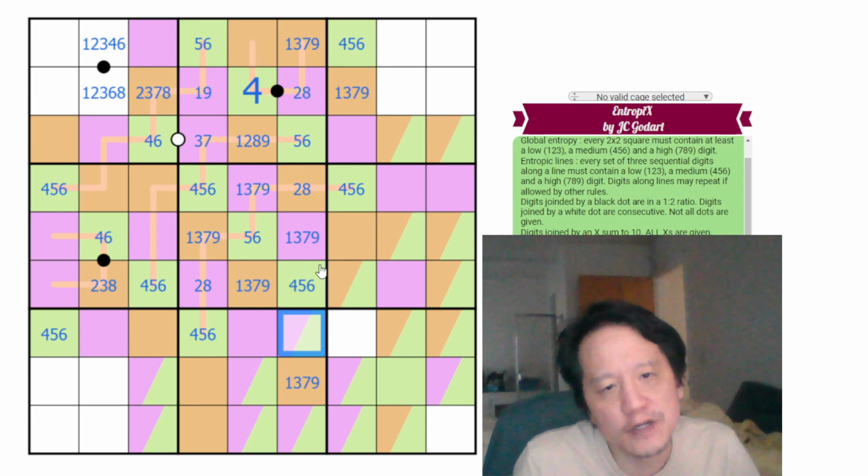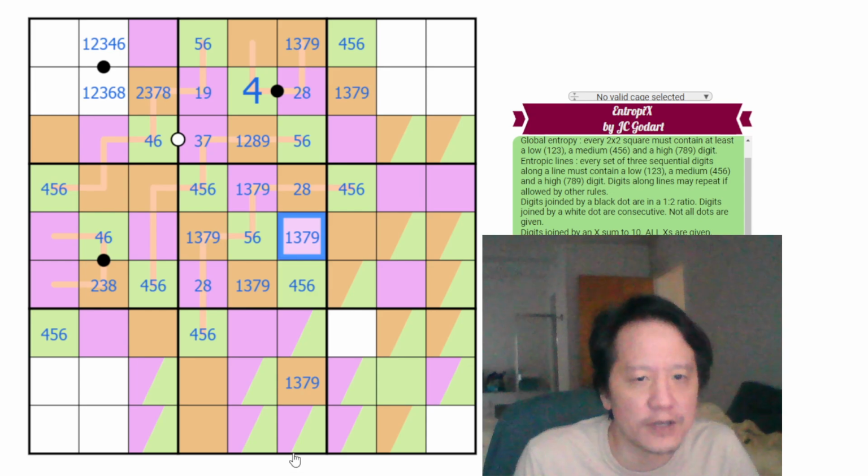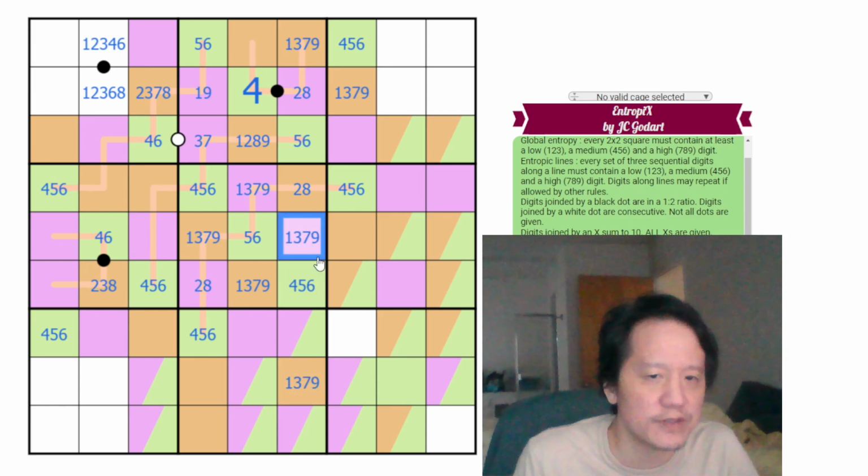The corresponding 1379 to this one has to be that one. So if this was 1, this would have to be the 9. Or if this is 3, this would have to be the 7.